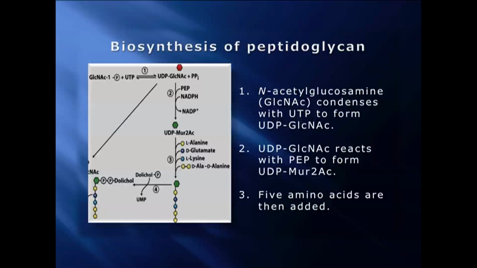So let us first study the synthesis of peptidoglycan, since peptidoglycan is a target site for all the beta-lactam antibiotics. During the synthesis of peptidoglycan, N-acetyl glucosamine condenses with UTP, uridine triphosphate, to form UDP N-acetyl glucosamine. UDP N-acetyl glucosamine reacts with PEP, that is phosphoenol pyruvate, and there is formation of UDP N-acetyl muramic acid. The 5 amino acids are now added to N-acetyl muramic acid. These 5 amino acids are alanine, glutamate, lysine, and 2 molecules of D-alanine. So these 5 amino acids, which form a short peptide, are attached to N-acetyl muramic acid.